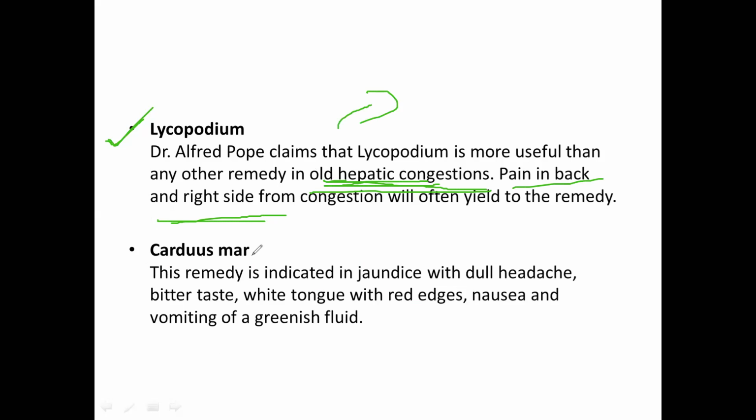Then the next one is Carduus marianus, which is indicated in jaundice with dull headache, bitter taste, white tongue with red edges, nausea, and vomiting of greenish fluid. So simply, if a patient has hepatitis, in hepatitis you can think of Carduus marianus.